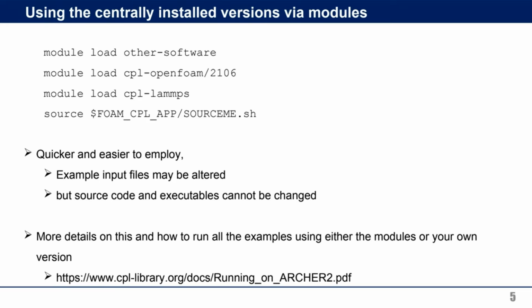So this can be all avoided if you want an easier life and just use the module system from ARCHER2. Only 4 lines will get you the same setup, although you can change the input files, but you're unable to change the source files or the executables. So the first line there is to module load other software. That's required because our modules are supported by ourselves rather than by the ARCHER2 team. And the link at the bottom will give you a very long, was it 25 pages, user guide of how to use all the examples available, either through modules or through your own installation.